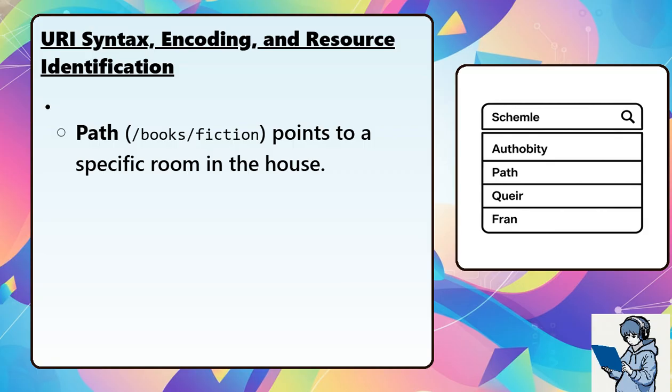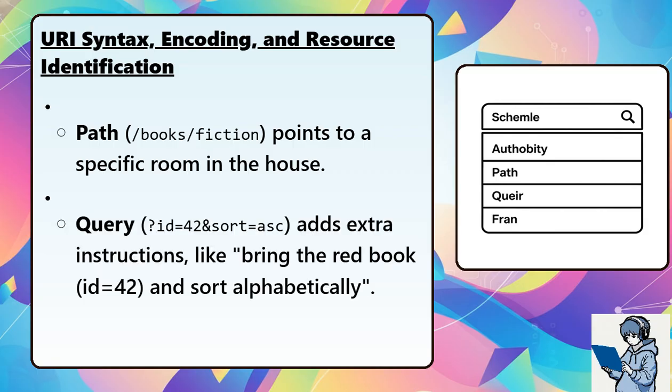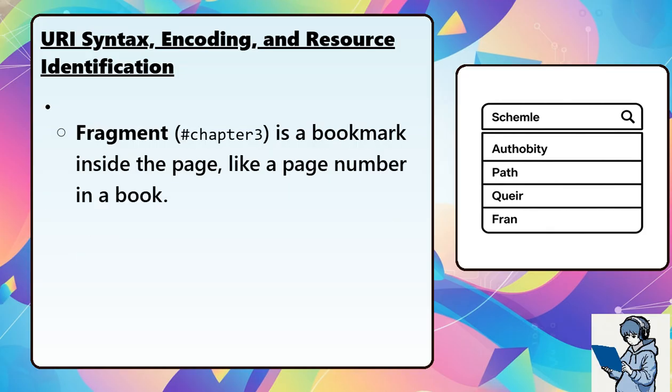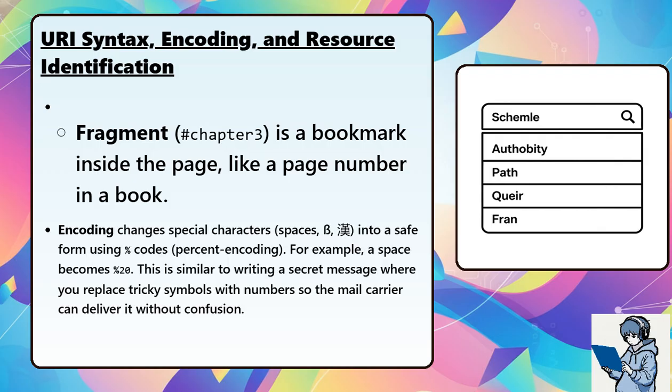Path, for example /book/fiction, points to a specific room in the house. Query, for example ?id=42&sort=asc, adds extra instructions, like "bring the red book id 42 and sort alphabetically." Fragment, for example #chapter3, is a bookmark inside the page, like a page number in a book. Encoding changes special characters, such as spaces, the German sharp S, and the Chinese character, into a safe form using percent codes, percent encoding. For example, a space becomes %20. This is similar to writing a secret message where you replace tricky symbols with numbers so the mail carrier can deliver it without confusion.